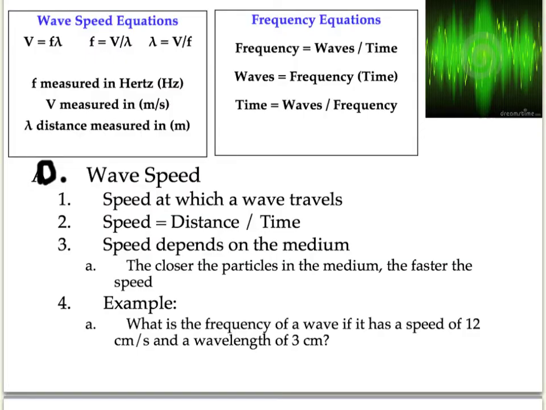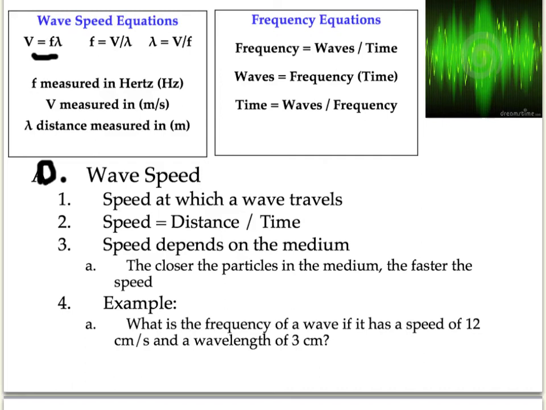Now this last slide talks about how we calculate wave speed and wave frequency. The box on the left is an equation for doing the wave speed. The first one shows that the velocity is equal to the frequency times the distance measured, also known as the wavelength. The next two are just variations of that same equation.